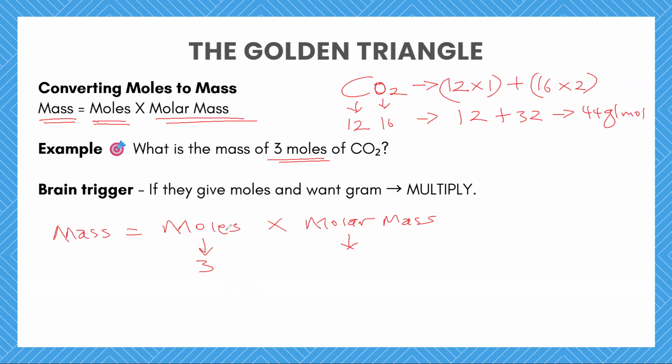So therefore, we can plug that into our formula. The formula says mass is equal to the number of moles, 3, multiplied by the molar mass, which is 44. Give me a moment to punch our calculator. So we have 3 multiplied by 44. That gives us 132 grams per mole of CO₂.